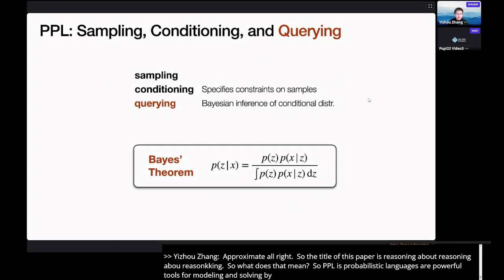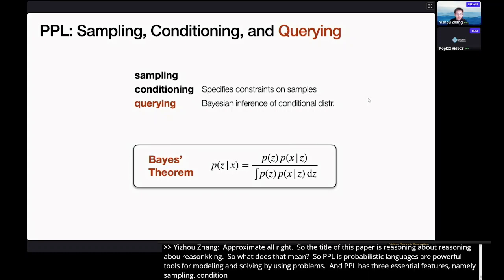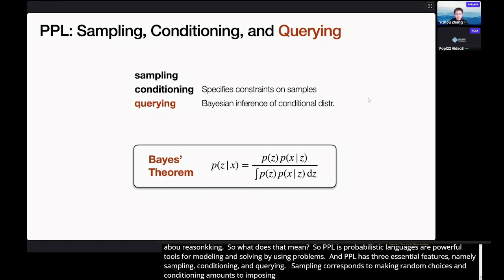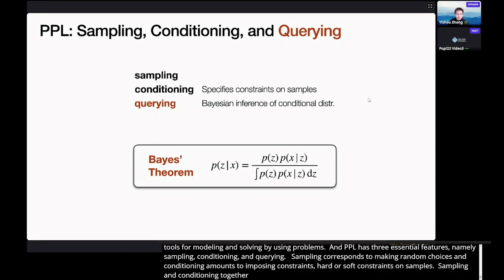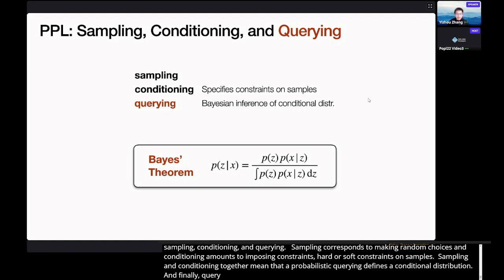A PPL has three essential features, namely sampling, conditioning, and querying. Here, sampling corresponds to making random choices, and conditioning amounts to imposing constraints, either hard constraints or soft constraints, on samples. The sampling and conditioning together mean that a probabilistic program defines a conditional distribution. And finally, querying corresponds to applying Bayesian inference to infer the conditional distribution.